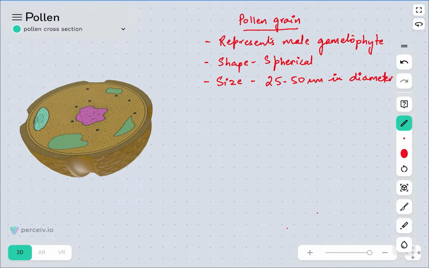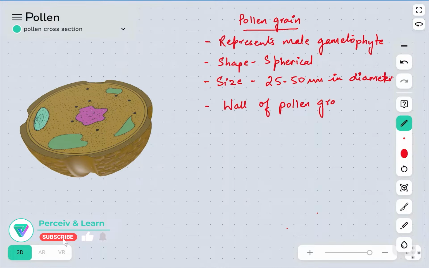If we consider the external structure of the pollen grain, we will discuss it in two parts. The first part we will consider its wall, and the second part its internal structure or components. The wall of the pollen grain is basically two layered.